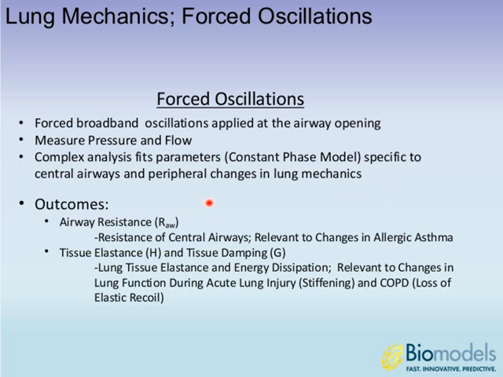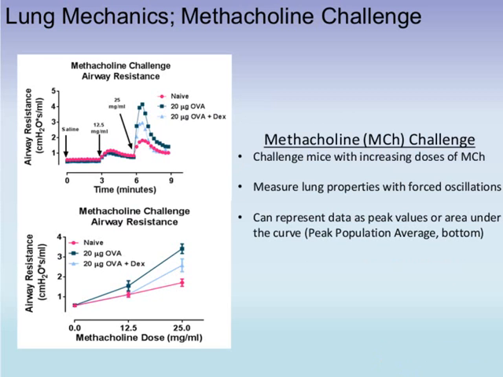And we can also measure tissue elastance and tissue damping. These are essentially relevant to changes in lung function during acute lung injury, where we see stiffening of the lung, or COPD, where we see loss of elastic recoil. Finally, I'd like to get to the methacholine challenges that we can do in the flexiVent.